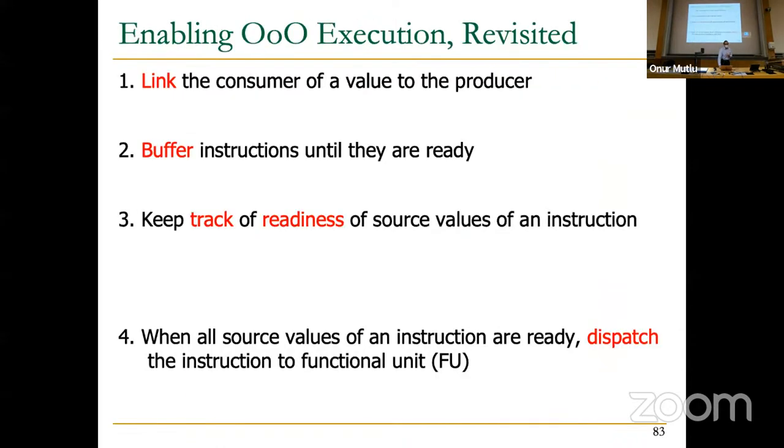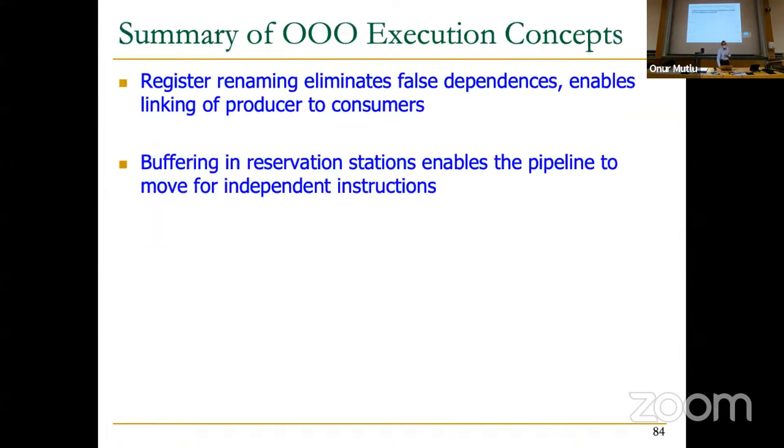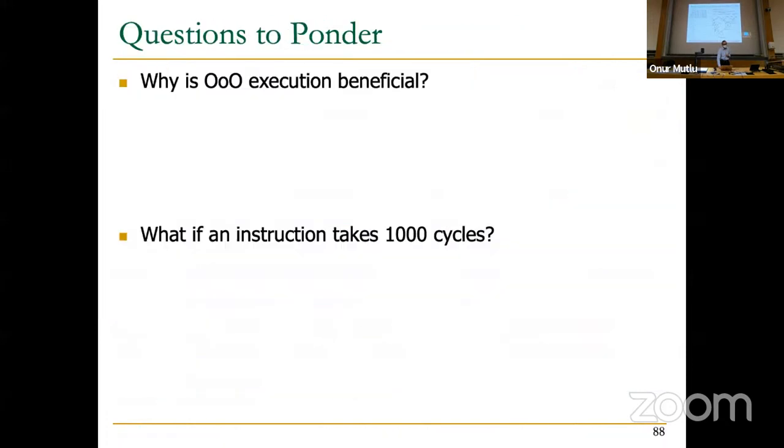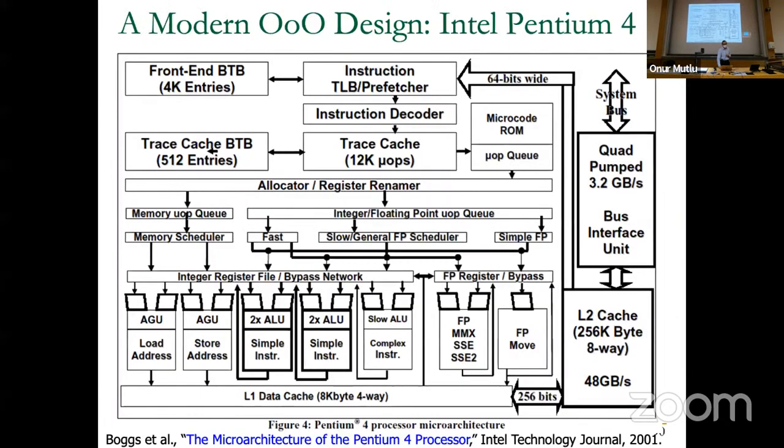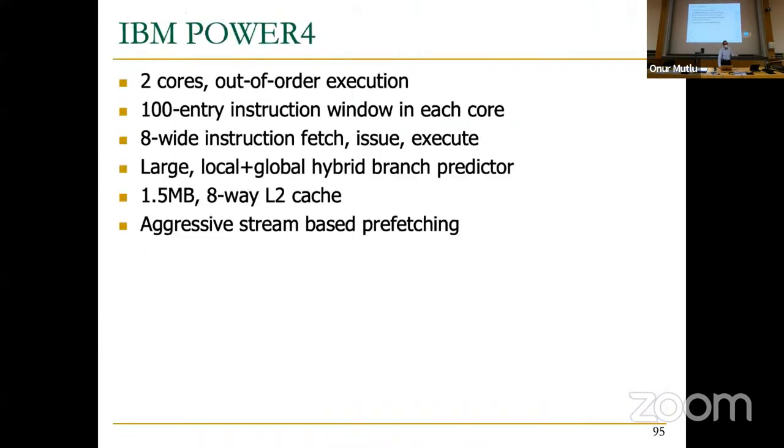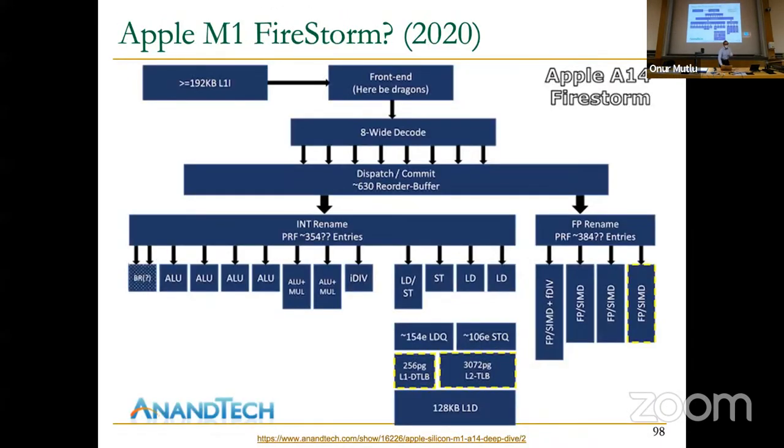Just to complete these pictures, maybe I will go through the picture. I'm going to talk about this at the beginning of the next slide. But you can see basically, all of the machines today actually have this structure. Maybe I'll finish with this one. Just to give you the number of entries you can see over here, the reorder buffer is 630 entries, according to some people who reverse engineer Apple M1 Firestorm. They basically say reorder buffer 630 entries, integer rename physical register file 354 entries, for example, and FP is 384 entries. So the machines today are big, basically.